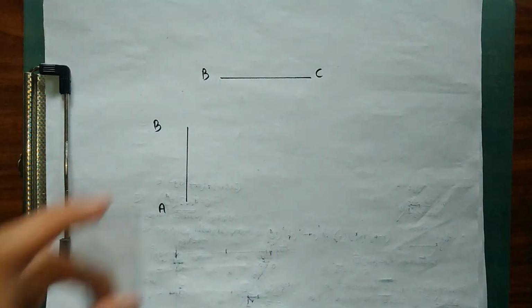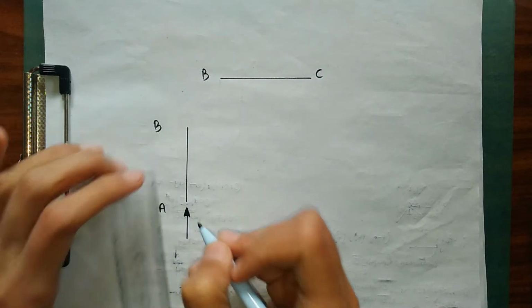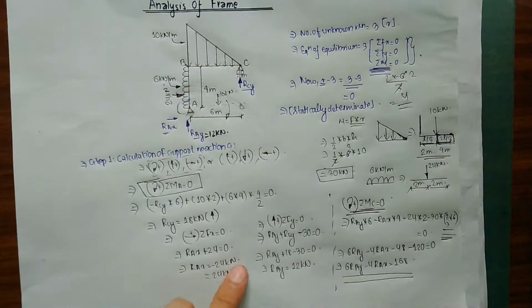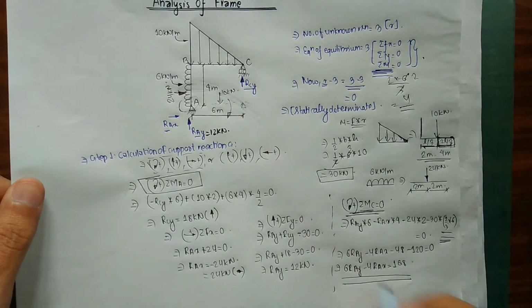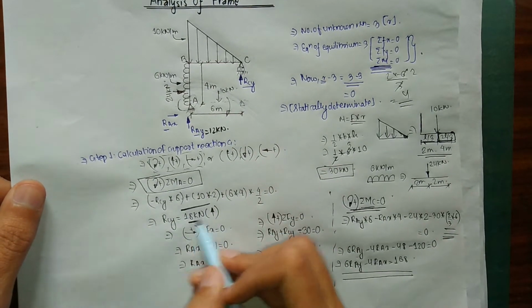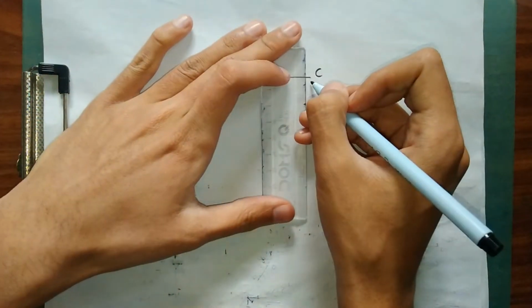Now I calculated my values of RAY and RAX. Let me show that first. This is going to be my RAY, and I calculated my value of RAY as 12 kilonewton. This is my 12 kilonewton, so let me write it over here. 12 kilonewton, and RCY is 18 kilonewton. So this is my 12 kilonewton, while my RCY is 18 kilonewton.